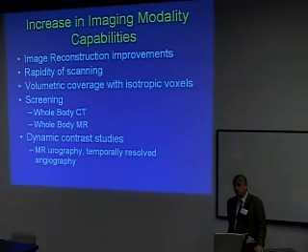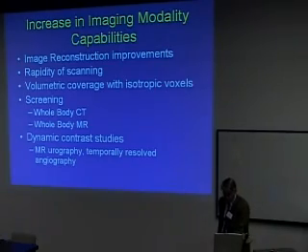So we can administer contrast material and look at MR urography, so we can follow the passage of contrast through the vascular system, through the kidneys, into the collecting systems of the kidney and down into the bladder over time, or we can do temporally resolved angiography.